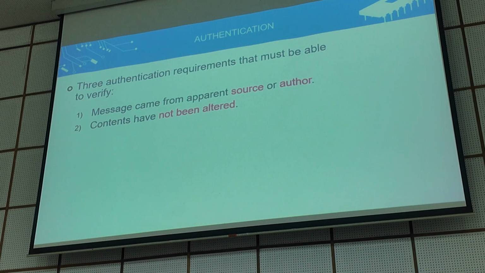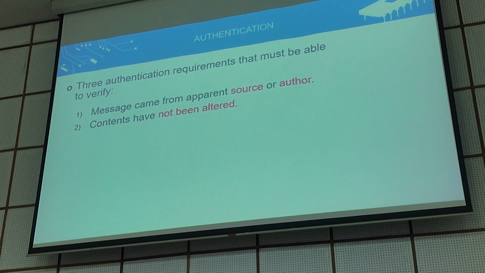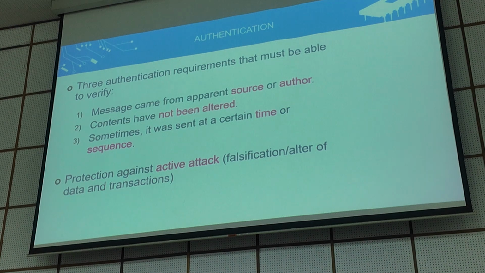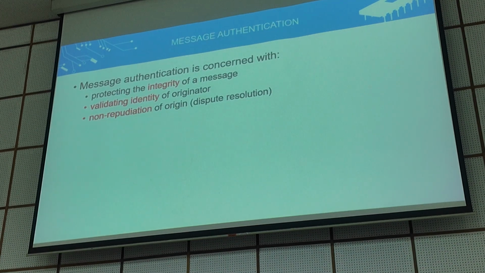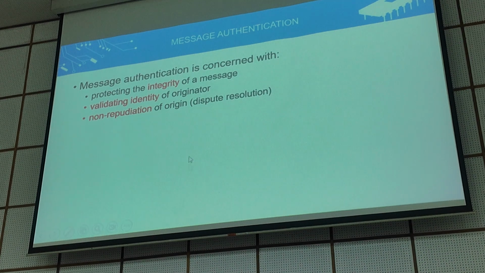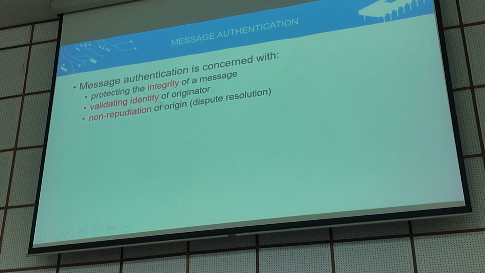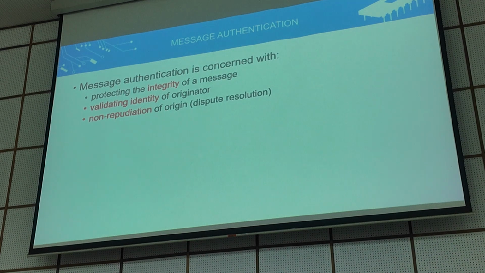This is the main meaning of authentication. First, you want to make sure the author is the original author, and you want to make sure the message is not being modified by others. So message authentication is actually protecting the integrity of a message and validating the identity of the originator. What algorithms will you use in message authentication? There are two algorithms. One is the hash function, another one is message authentication.